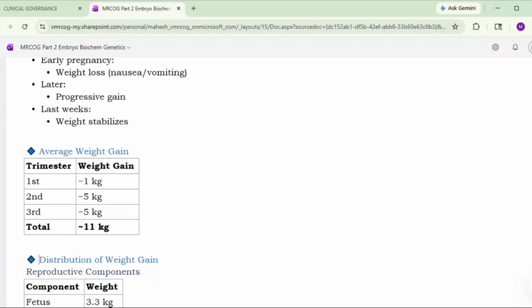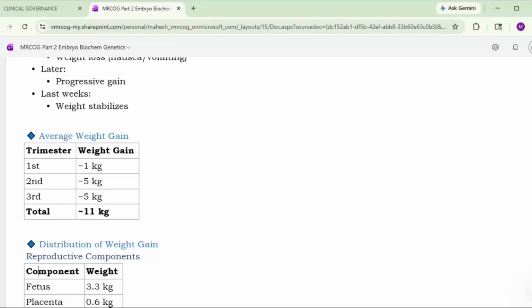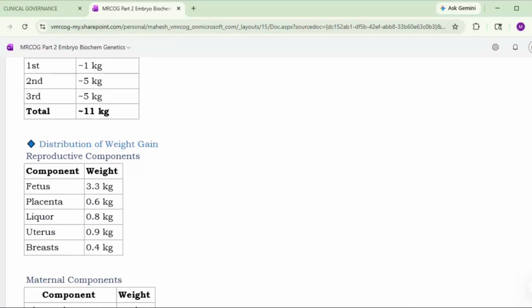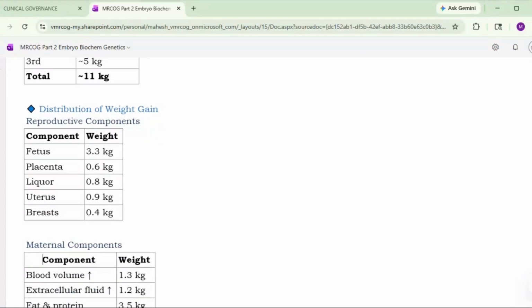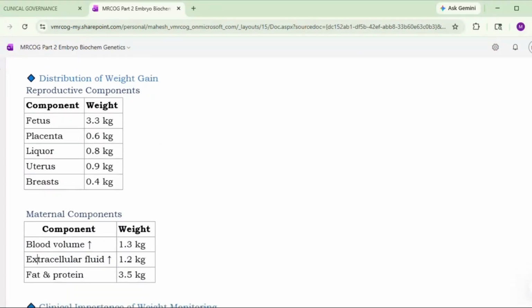Sometimes there may be little weight loss also. In the second trimester, around 5 kg, and in the third trimester, around 5 kg. Around 11 kg is the total weight gain. And now, how is this weight distributed in various organs? It is further distributed into reproductive components and the maternal components.